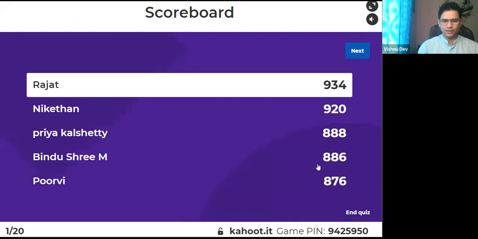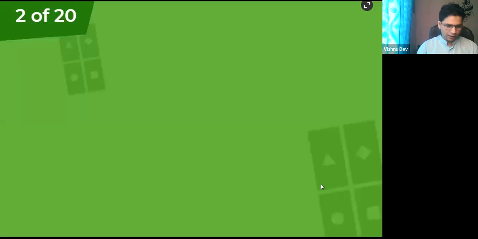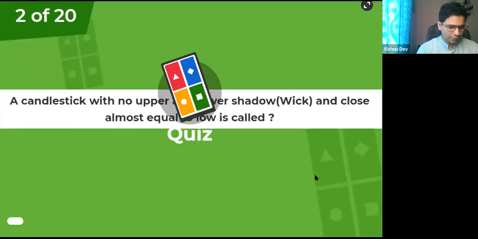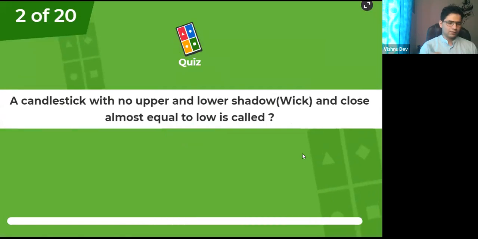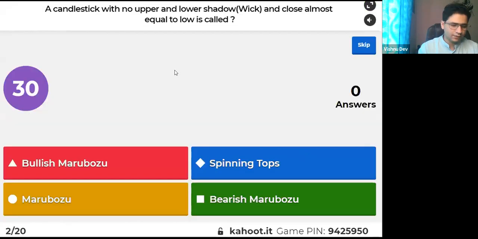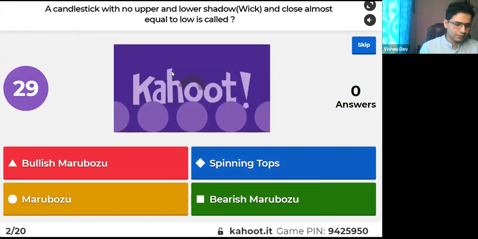The pin code is written at the bottom, you can see. So a candlestick with no upper and lower shadow, which is wick, and close almost equal to low is called: bullish Marubozu, spinning tops, Marubozu, or bearish Marubozu. You have to choose the most appropriate answer.